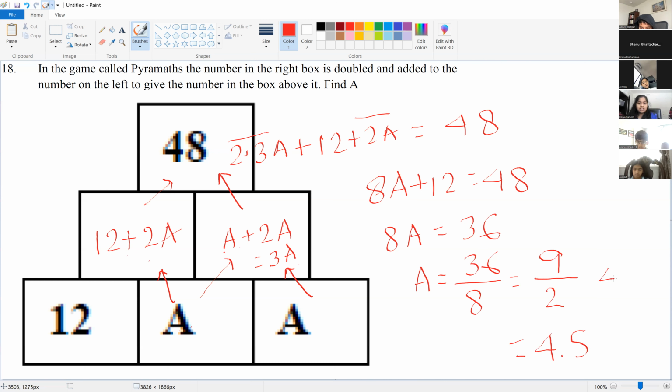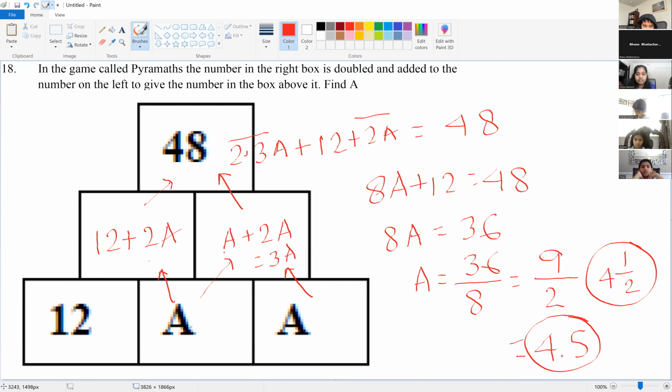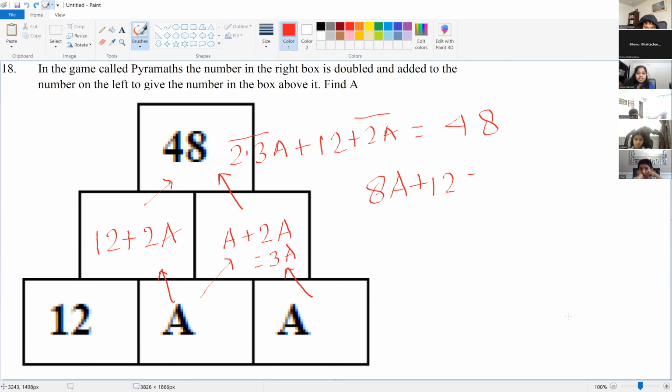Mr. Bhattacharya, I think something's wrong with that. Why? I didn't get 4.5. I got 4 for A. Well, let's try the 4, but do you understand the first method that we tried? We'll try 4 and see what works. Okay, so let's erase this.